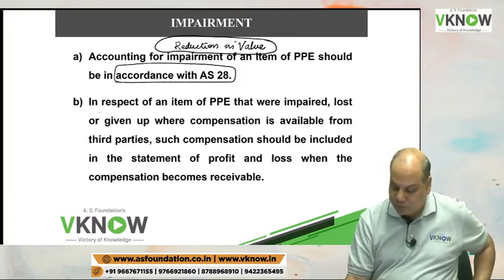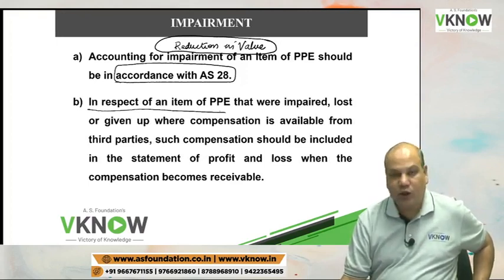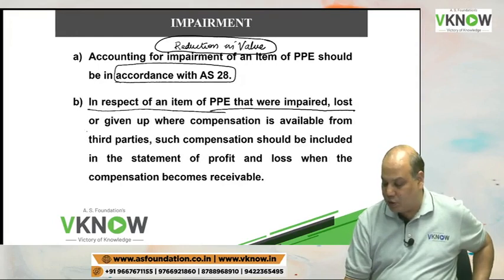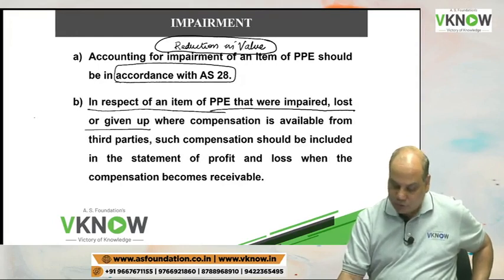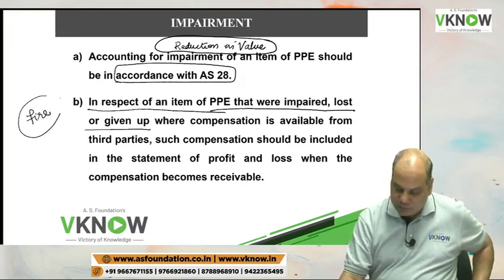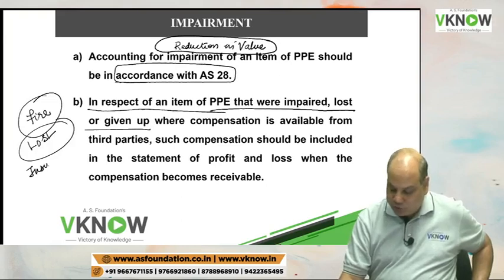Point number B. In respect of an item of PPE which was impaired, lost or given up. Suppose there was a fire and the asset was lost and you have taken an insurance cover for that.